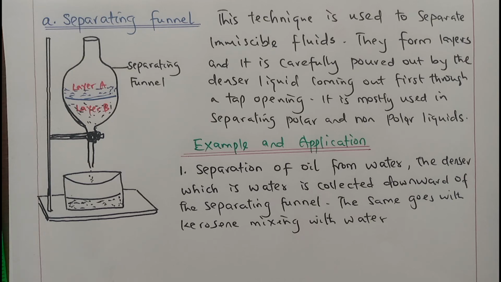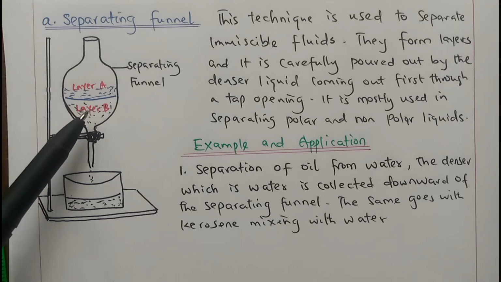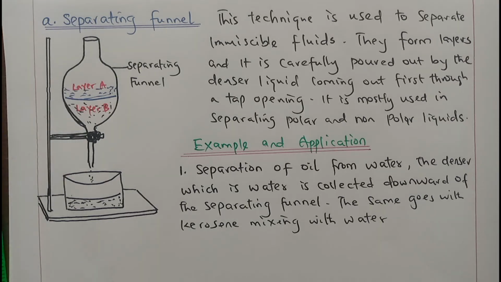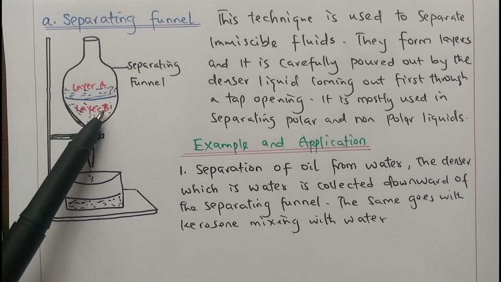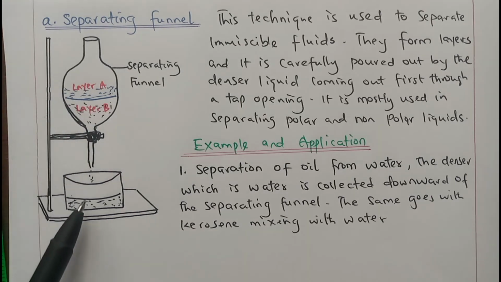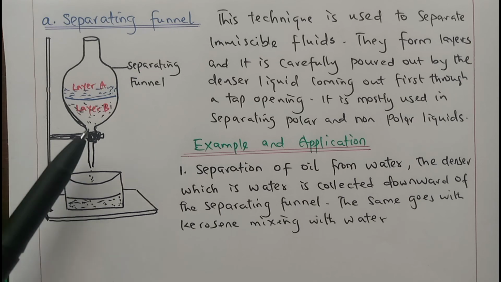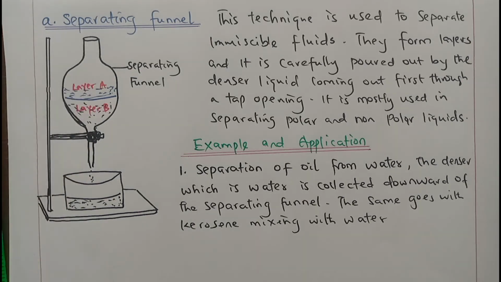The only problem I have with this method is that it is possible that the odor of this may transfer to this and the odor of this may transfer to this. That means that when we are even getting this layer B, the odor of layer A might still be perceived here and the odor of B might still be perceived here. That is the only problem I found out in this separating funnel.